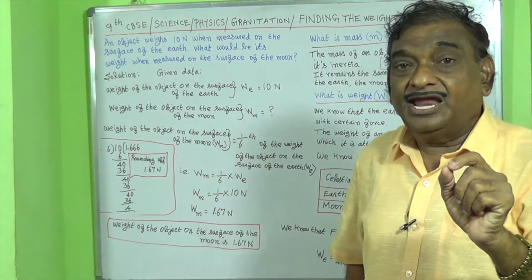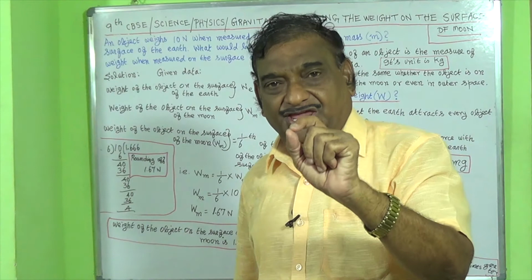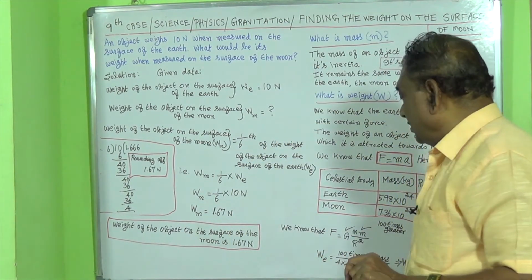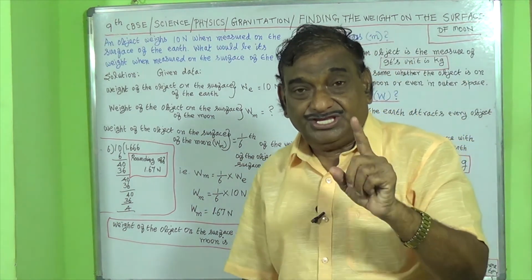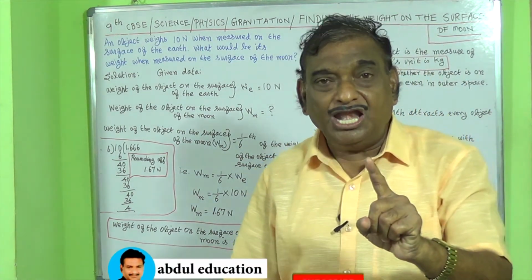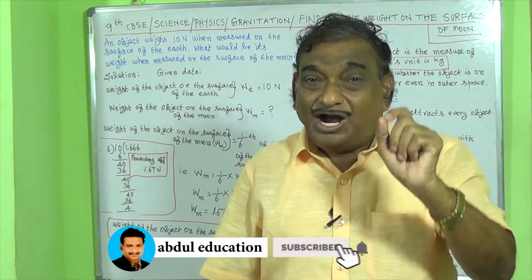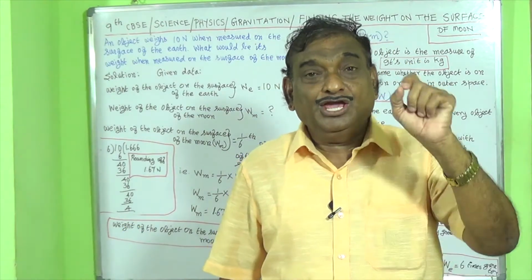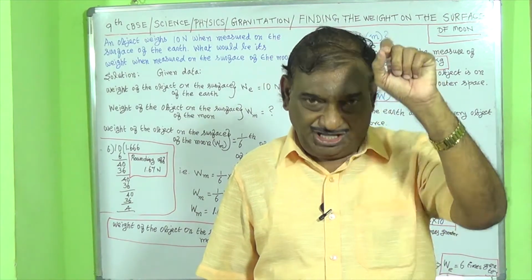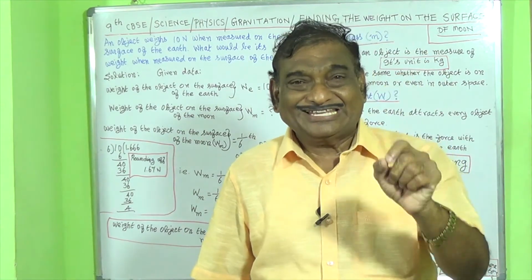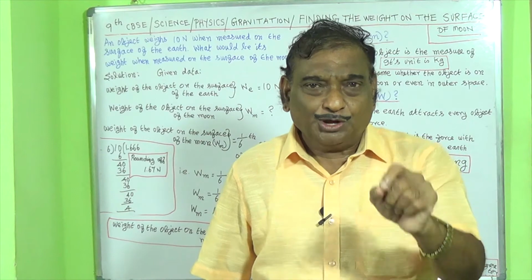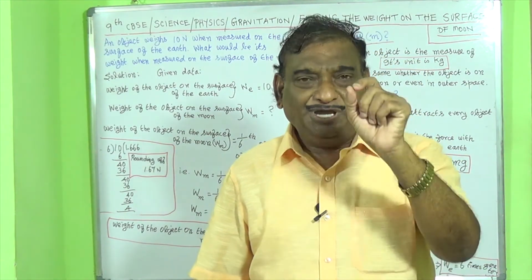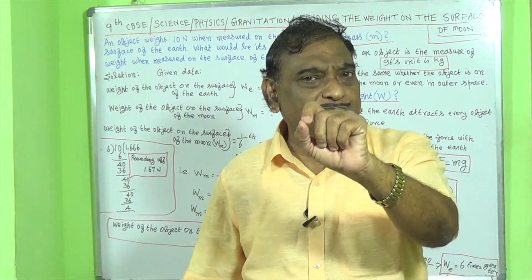Here, in our case, we are taking the mass of the earth. What is G? G is the universal gravitational constant. What is the value of the universal gravitational constant? The value is 6.673 into 10 to the power of minus 11 Newton meter square per kilogram square.